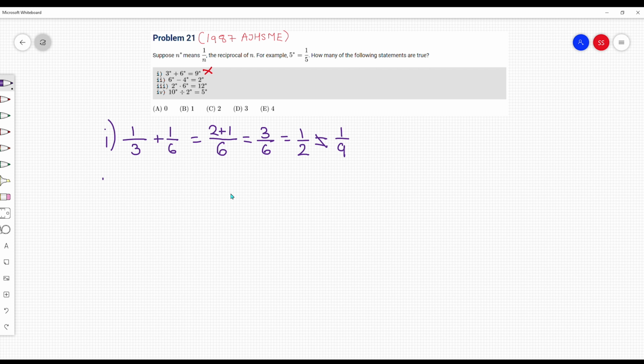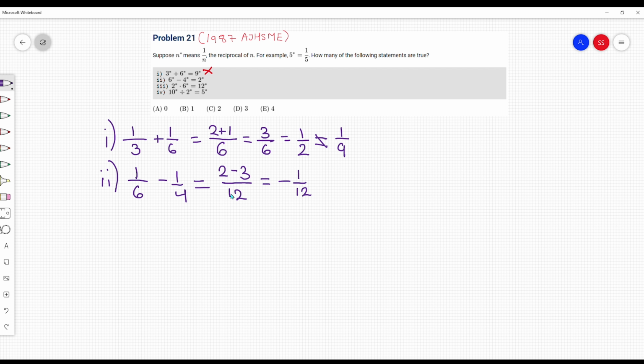It says that 6 star minus 4 star is equal to 2 star. So that is 1 by 6 minus 1 by 4. First let's figure out the answer to this and then we can see if it matches their answer. Again, to subtract two fractions, we need to find a common denominator. In this case it would be 12. 6 times 2 is 12 and 4 times 3 is 12. So this would be minus 1 by 12.